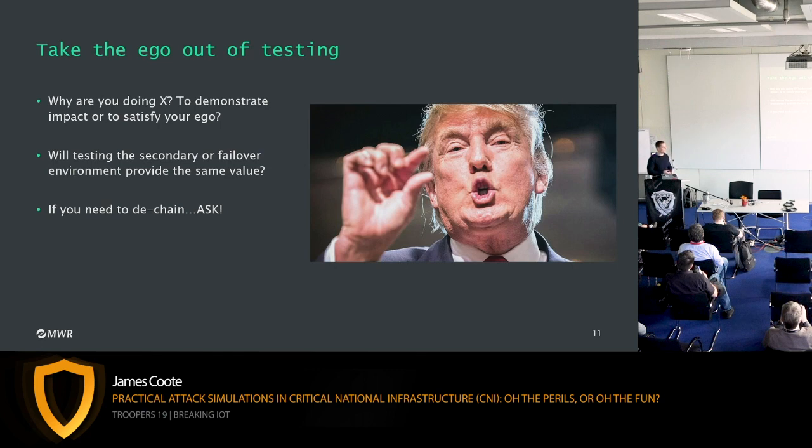Related to that is, where am I doing this testing? Like, can I do this offensive technique in the client's secondary or failover environment? And is that going to provide the same impact for them? If it is, just do it. It's the quickest way of eliminating some of that risk.